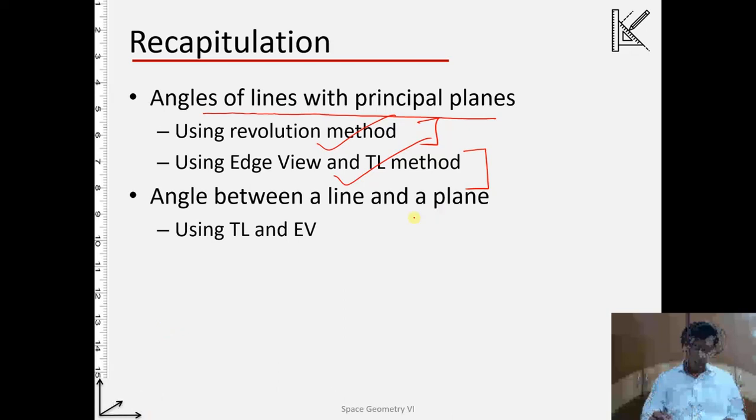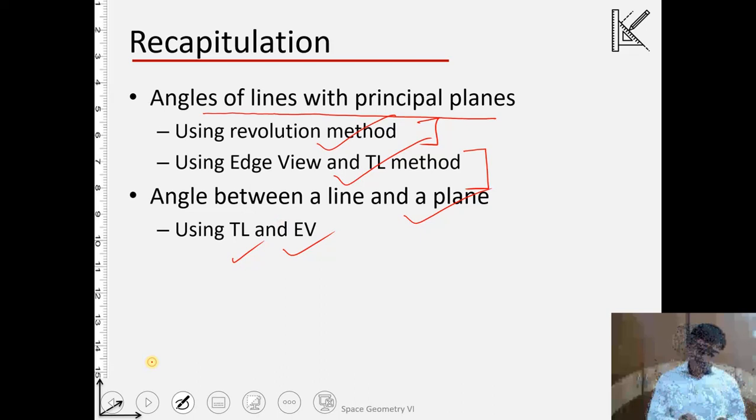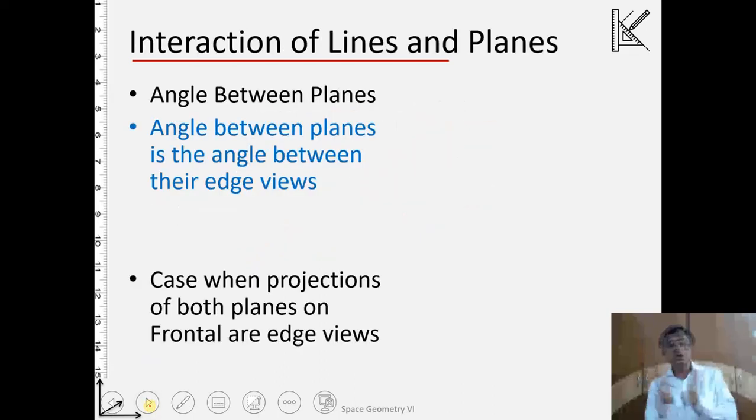Then using the same principle, we found the angle of a given line with a given plane, and the plane was oblique. Similarly the line is oblique, and the basic idea again in this case was that we will try to establish the edge view of the plane and also the true length of this line. Both of these are projected on one of the auxiliary planes, and there on that auxiliary plane we will be measuring the angle. So we have understood this part. Now we will take it forward.